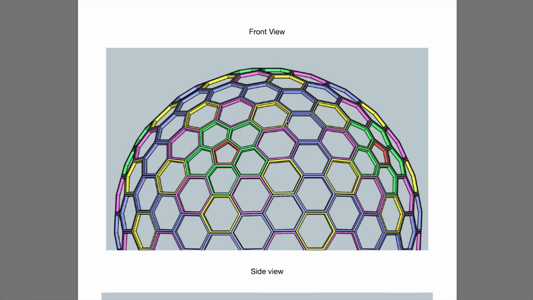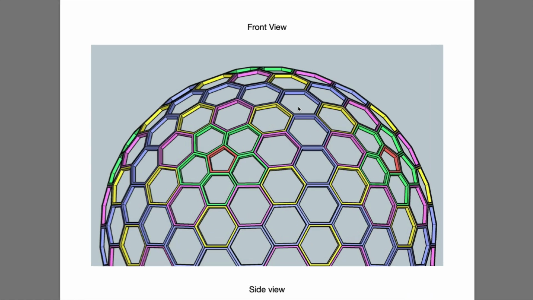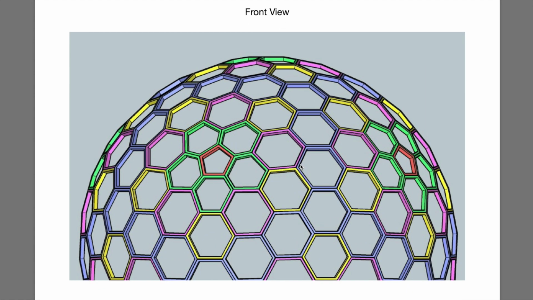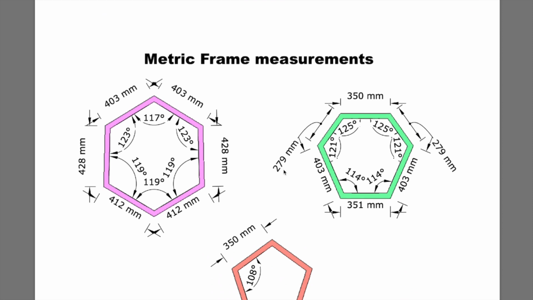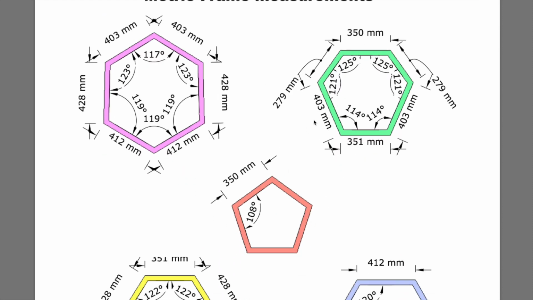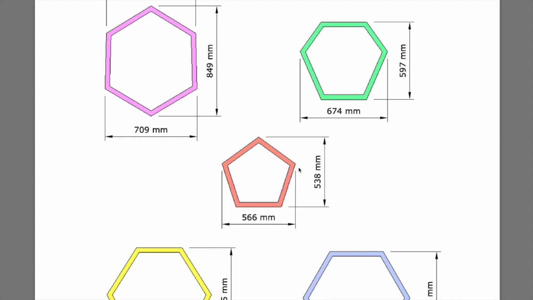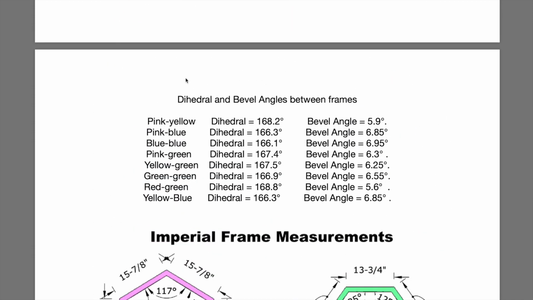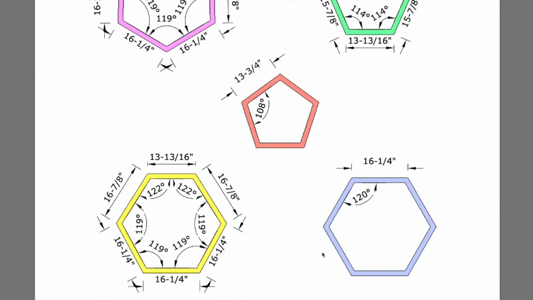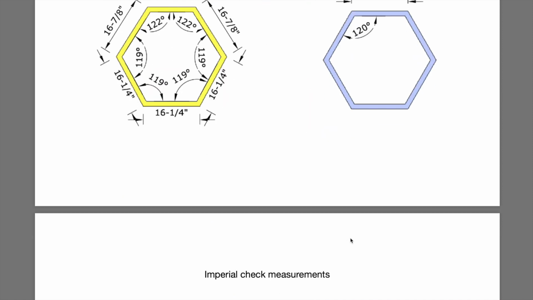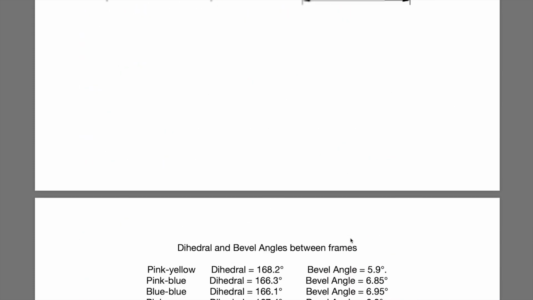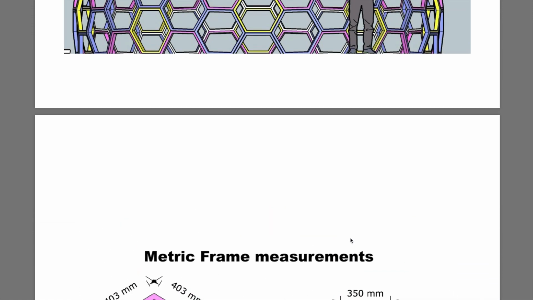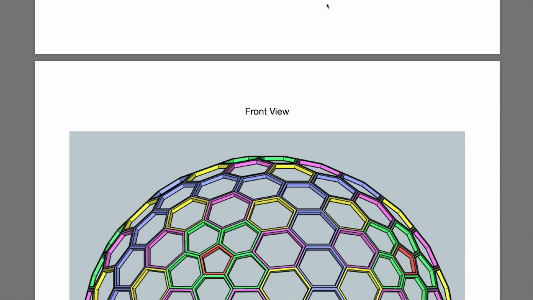This is Howard's 9 frequency honeycomb dome. Again, we've got the side and front views, all of your measurements in millimeters, and there's your dihedral angles there, and there's your imperial, so the folks in the US can have a look at that one as well. That's under the 9V honeycomb in the links below.